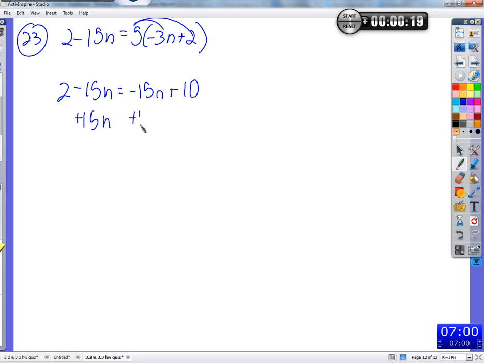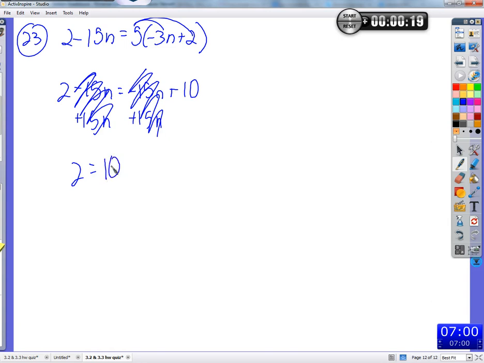Add 15n to both sides. And then you'll end up with 2n. 2n? Yeah, because of this 2. What's negative 15n plus 15n? 0. So what's left is just 2, the number 2. Over here, also, there's nothing left but plus 10. Equals 10.